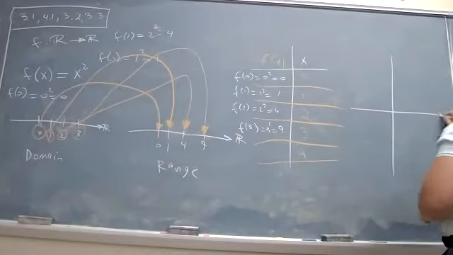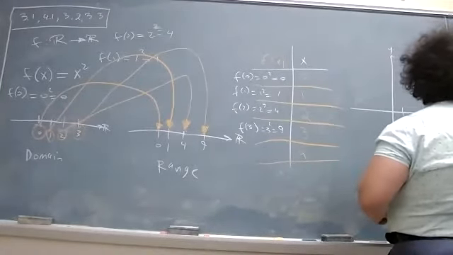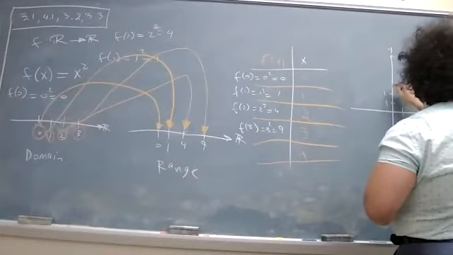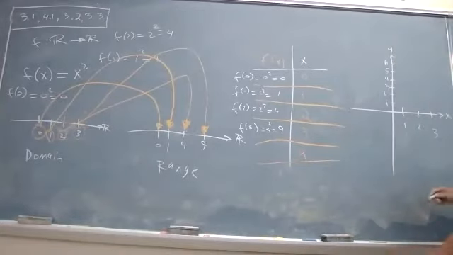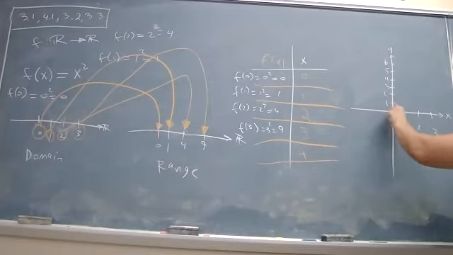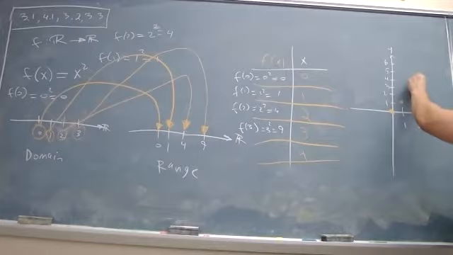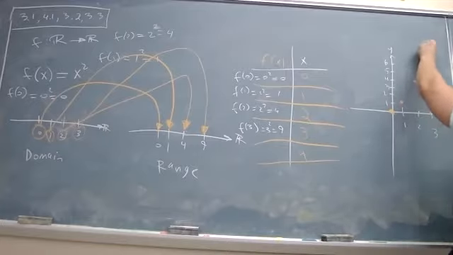So here's our x. Here's our y. 1, 2, 3. One, two, three, four. We go to 0, we find 0, we put a dot. We go to 1, we find 1, we put a dot. We go to 2, we find a 4, we put a dot. We go to 3, we find a 9, it'll be up here, we put a dot.